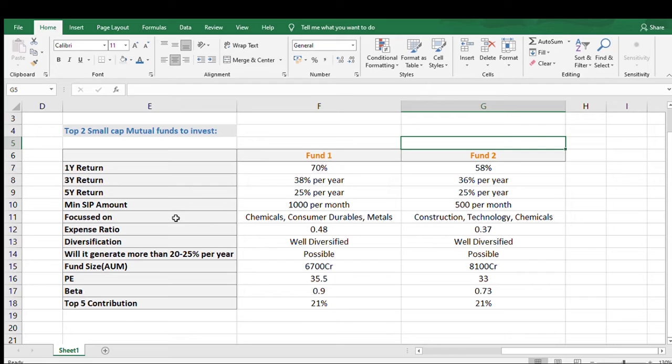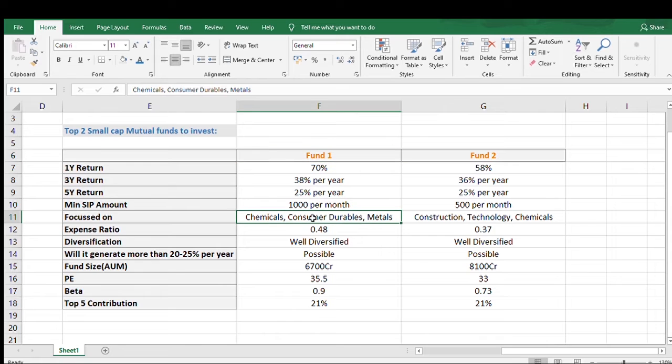So coming to the focus, fund one is right now focused on chemicals, consumer durables, and metal stocks. These alone contribute more than 40% of the portfolio. So if you see the sectors, chemicals and metals have a very good future for the next 3 to 5 years. So those stocks will perform very good in the upcoming years. And consumer durable companies will always perform, whether there is an economic crisis or something. So overall, the portfolio is looking very good if you are investing for the 3 to 5 year period.